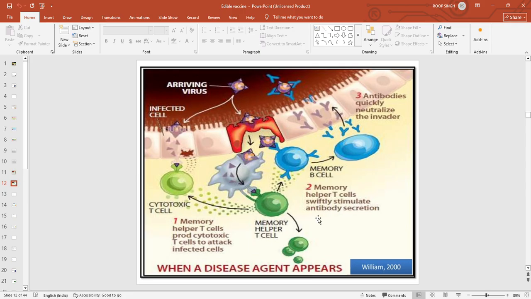Again, memory helper T cells will stimulate antibody secretion. So basically these memory helper T cells will then activate memory B cells to produce antibodies, and then these antibodies will quickly neutralize the invading virus. So this is how the edible vaccine can protect the human from further infection by any virus or bacteria, by generating helper T cells, memory helper T cells.